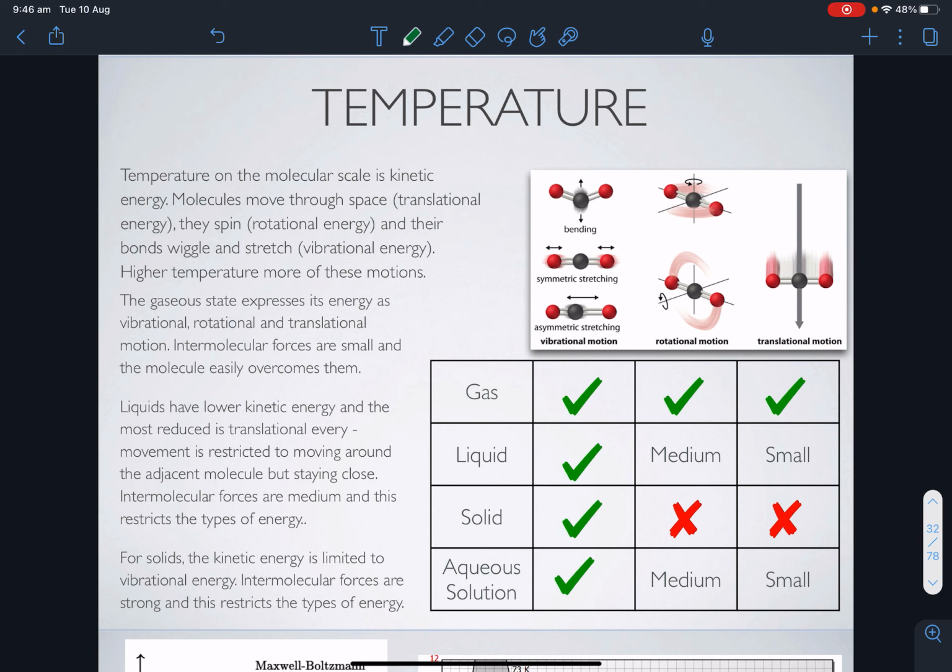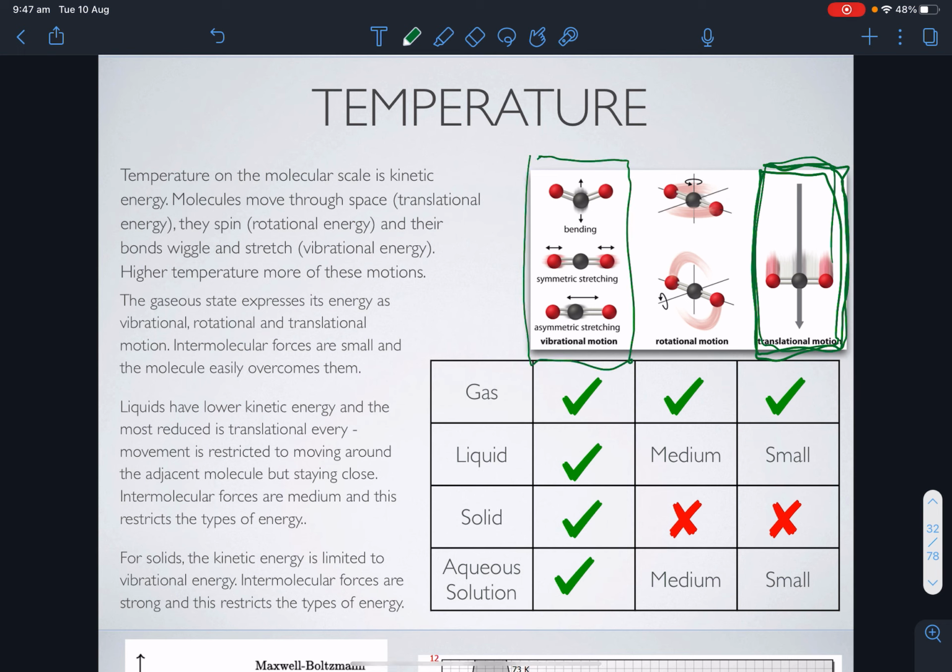So temperature, down on the molecular and atomic scale, is kinetic energy. Molecules can move through space, which we call translational motion, here in the diagram on the right. And they can do all these other things too to express temperature. We've got vibrational motion, which here is like stretching and bending, and you've also got twisting and turning in there as well. So not just moving through three-dimensional space, but all these other motions too.